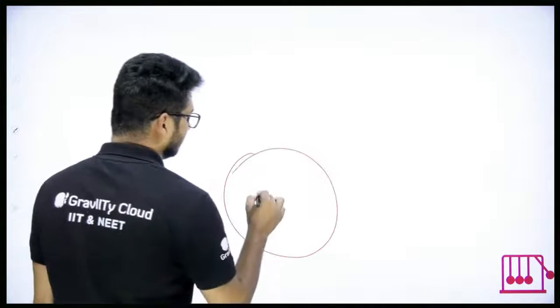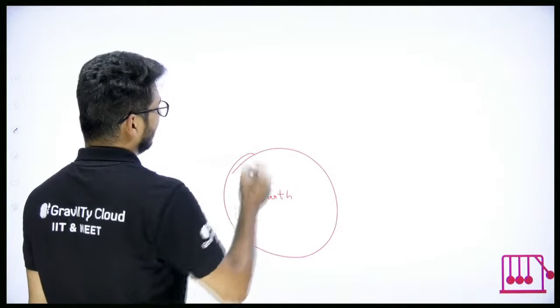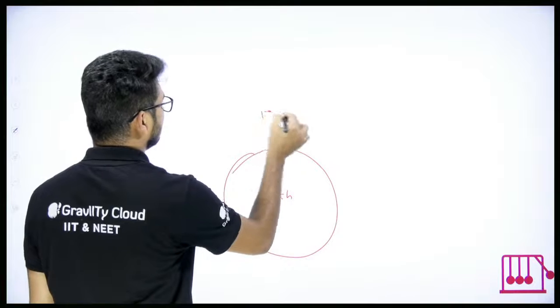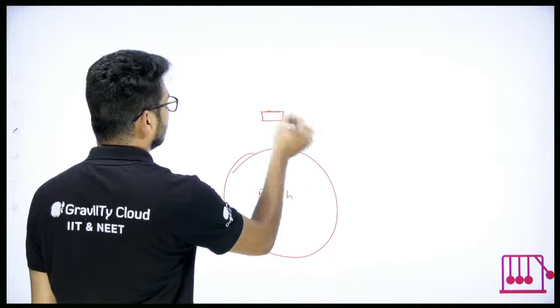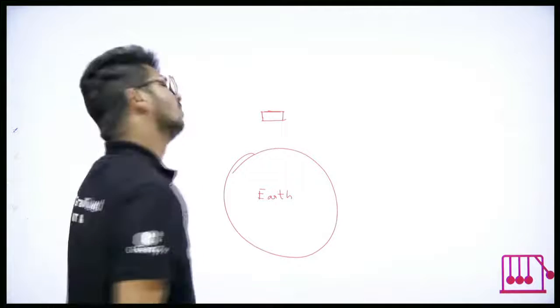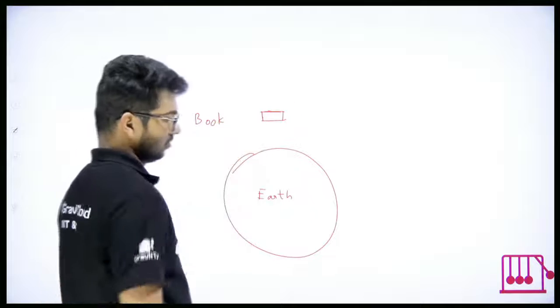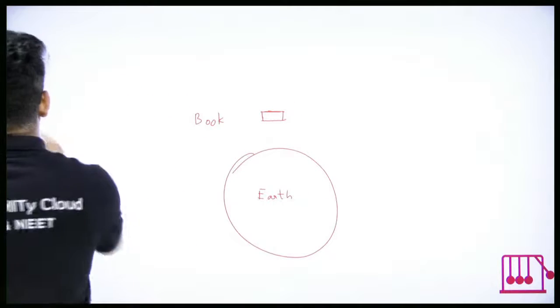Now, some of you will be getting another doubt. If this is earth, let's say here there is an object. Any object, a body. We'll call it as a book. Now what are the action and reaction?